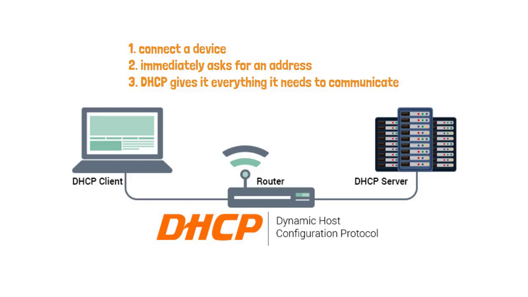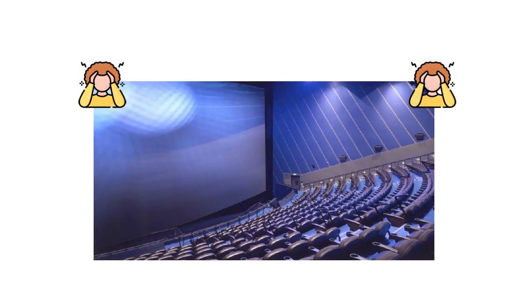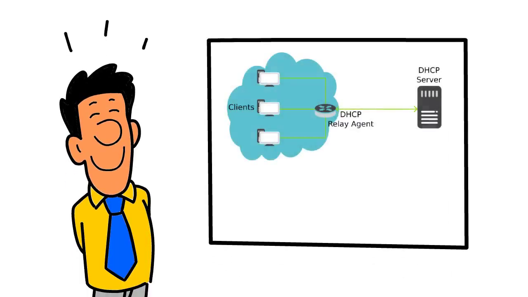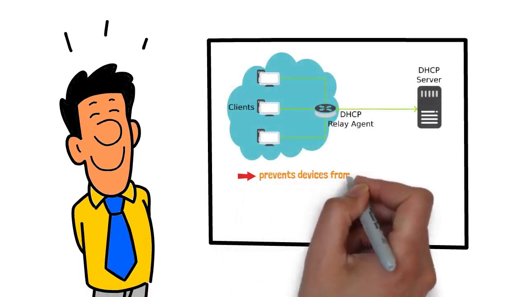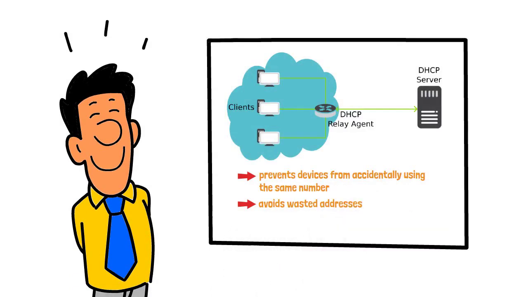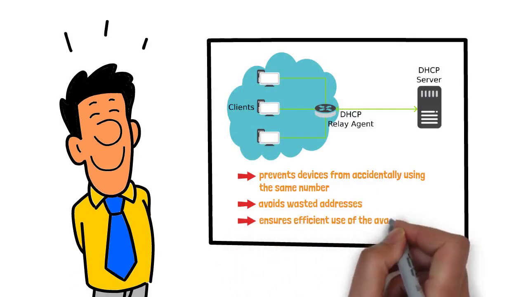But knowing what it does is just the first step. Let's talk about why it's so important in real networks. Picture a large movie theater. If ushers had to seat every single guest by hand, it would take forever and chaos would break out. Instead, with an automated system, seats get assigned instantly and fairly. That's exactly what DHCP does for IP addresses. It prevents devices from accidentally using the same number, avoids wasted addresses, and ensures efficient use of an available pool.